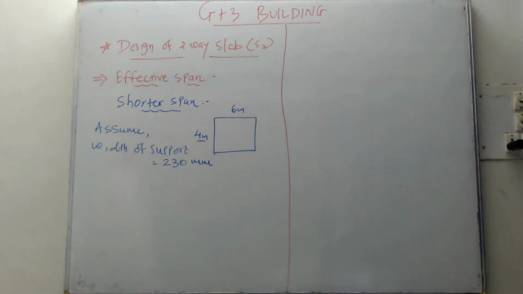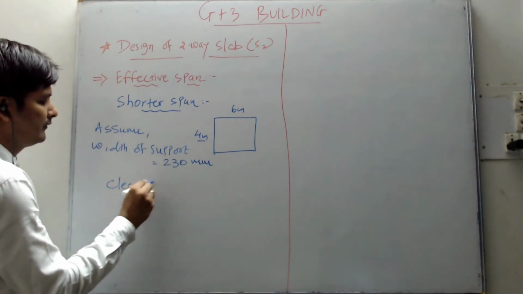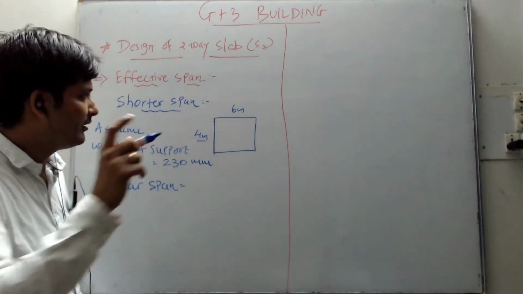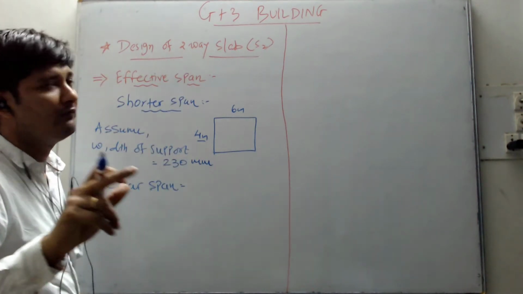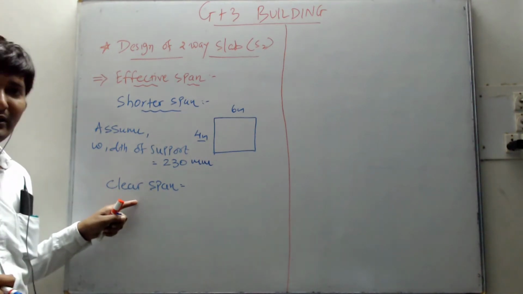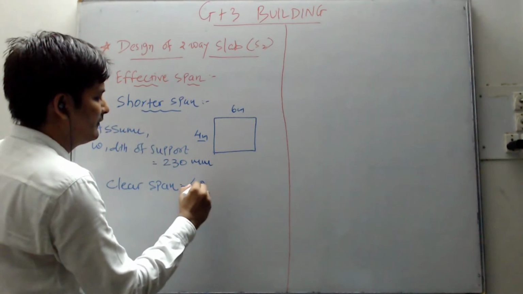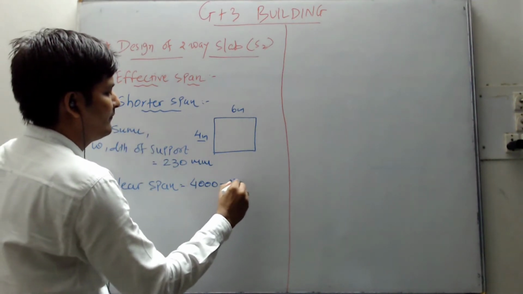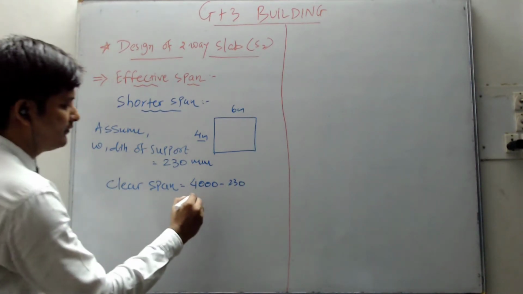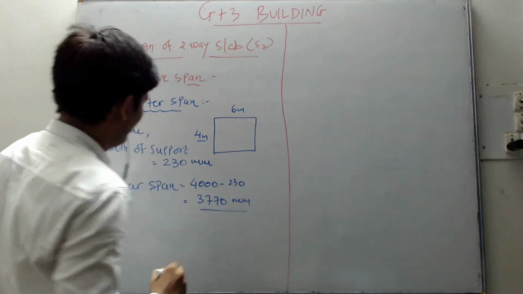Then next we need to find out clear span. How to find out this clear span I have already explained in the effective span calculation for one-way continuous slab. So please refer to that video for the meaning of clear span and how to calculate it. So for this case clear span will be 4000, that is the shorter span, minus 230, which comes out to be 3770. So 3770 is my clear span.